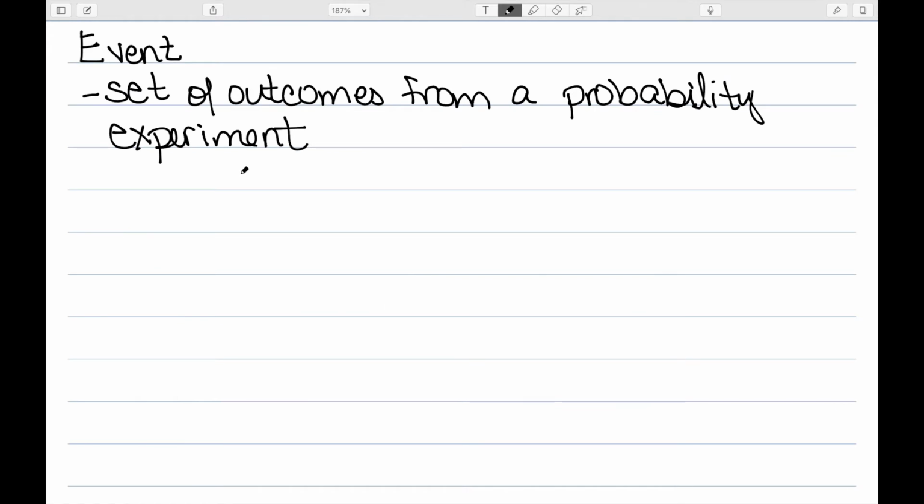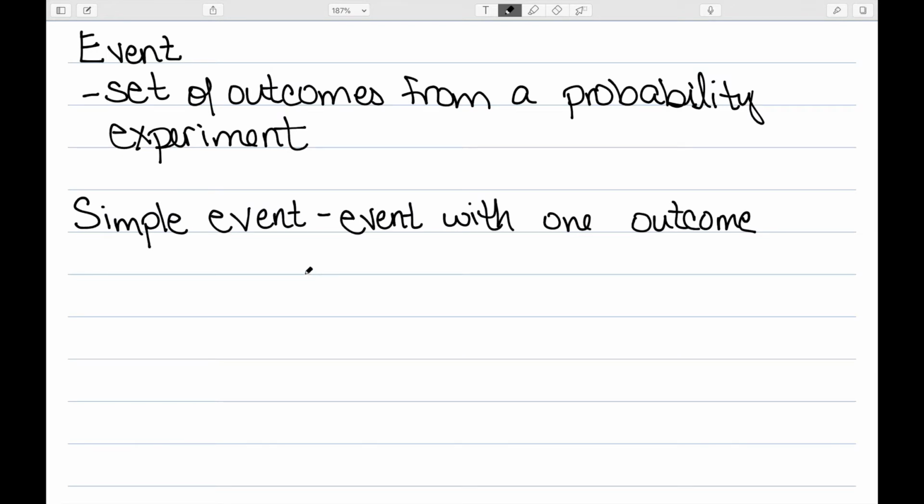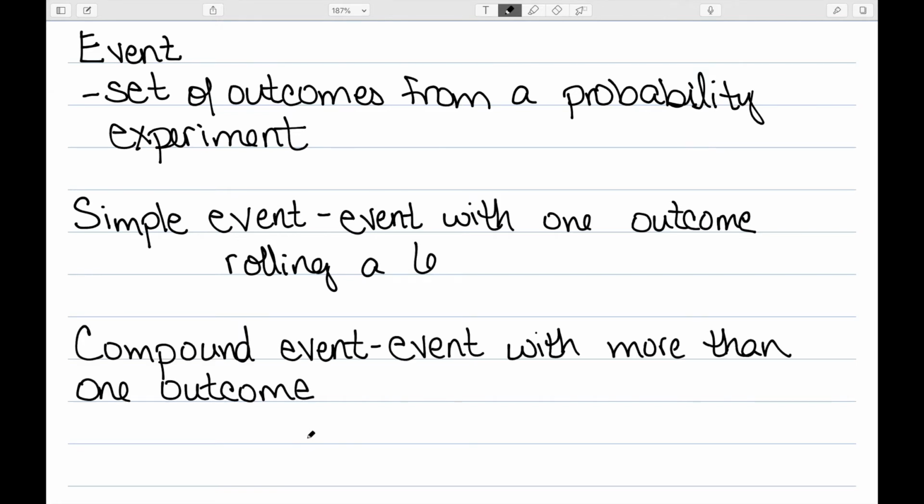An event is a set of outcomes from a probability experiment. A simple event is an event with just a single outcome. As an example, for rolling a die, rolling a 6 would be a simple event. A compound event is an event with more than one outcome. Once again, if we're rolling a die, this would be something like rolling an even number. There's more than one way to do that, so that would be a compound event.